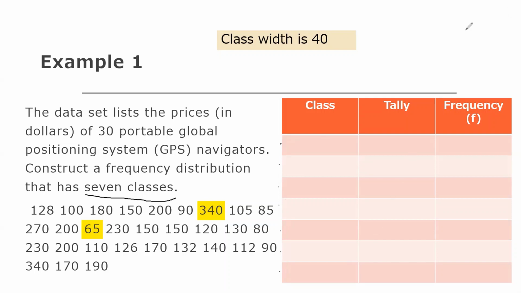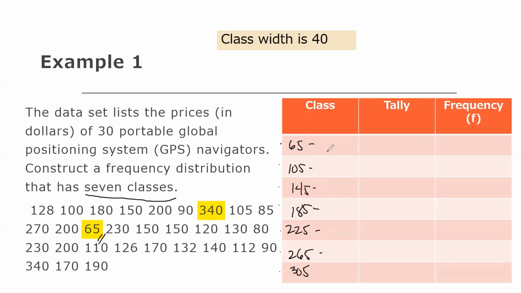Now let's start. We're going to start with the minimum data entry, which is 65. So 65 plus 40, that is 105. We're going to write it here on the second row, going down. 105 plus 40, that is 145. Again, plus 40, this is 185. Plus 40, this is 225. Plus 40, this is 265. And plus 40, this is 305.